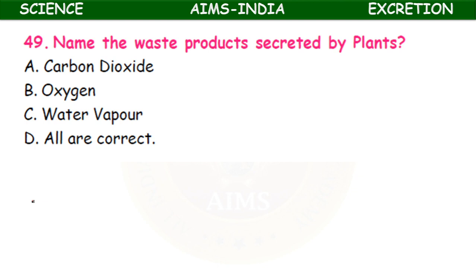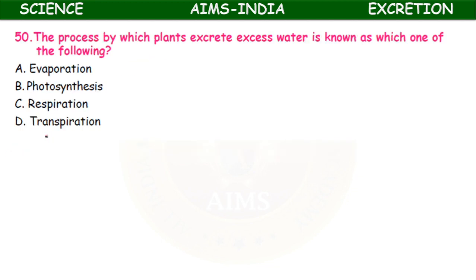Name the waste products secreted by plants. Carbon dioxide, oxygen, water vapor, all are correct. Plant waste products: carbon dioxide, oxygen, water vapor, all are correct. The process by which plants excrete excess water is known as which one of the following? Evaporation, photosynthesis, respiration, transpiration. It is transpiration.